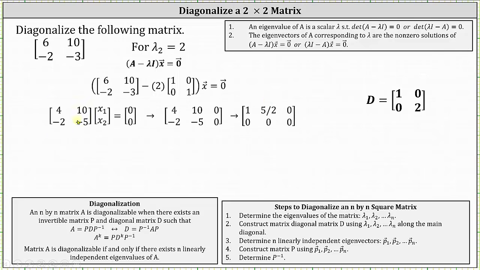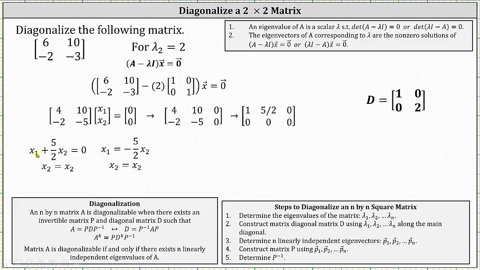Let's check the coefficient matrix. The first entry is 6 minus 2 times 1, or 4. And then we have 10 minus 2 times 0, which is 10. In the second row, we have negative 2 minus 2 times 0, which is negative 2. And finally, we have negative 3 minus 2 times 1, which is negative 5. Again, we have the augmented matrix, as well as the augmented matrix in reduced row echelon form.